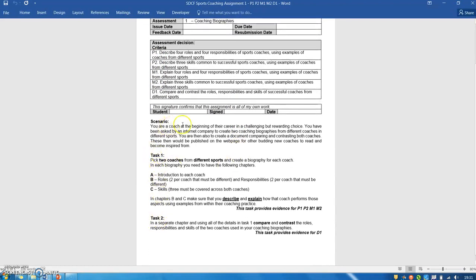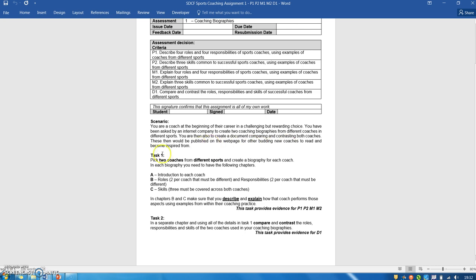Now, you've been asked, you're a coach at the beginning of your career, which is a challenging but quite a rewarding choice. You've been asked by an internet company to create 2 coaching biographies from different coaches in different sports. So hence you might have to do a little bit of research here and have a look into different sports that you're perhaps unfamiliar with. You then need to create a document comparing and contrasting both coaches. This would then be published on a web page for other budding new coaches to read and be inspired from whatever you've written.